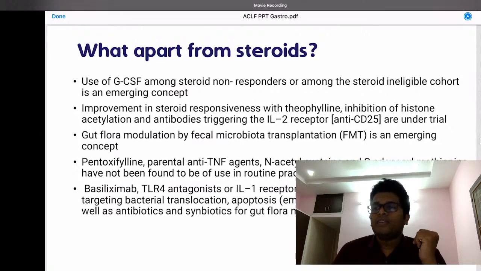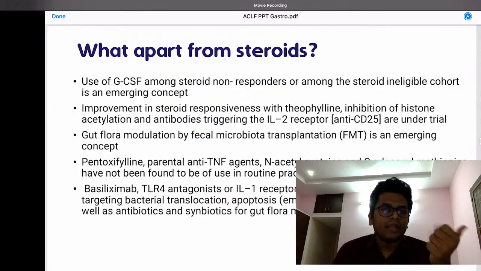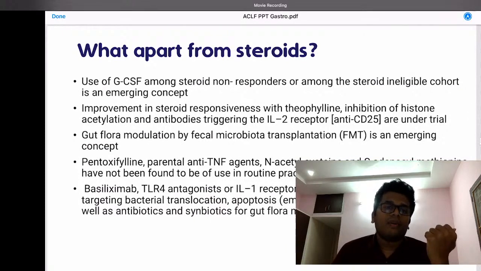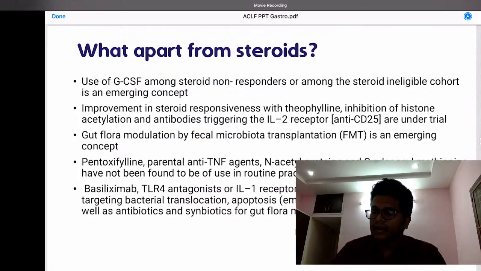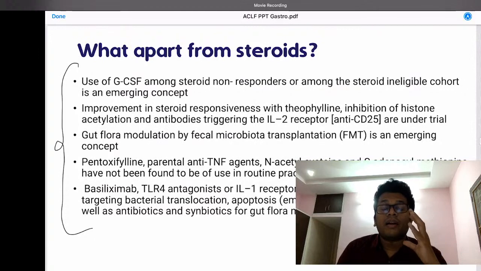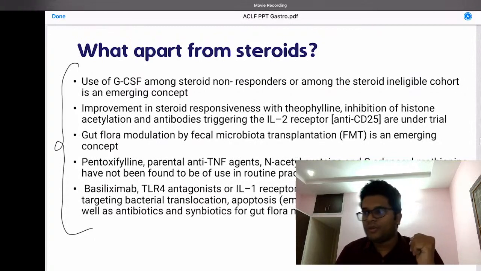So what, apart from steroids, is used in these patients? GCSF has been tried and is an emerging concept. Then interleukin 2 receptors also are under trial. Fecal microbiota transplantation, or FMT, is being tried. Otherwise, we have studies on pentoxifylline, S-adenosylmethionine, and anti-TNF alpha inhibitors. Basiliximab, TLR4 antagonists and IL-1 receptor antagonists have also received a lot of consideration, but none of them has so far been proven to be the gold standard. So these are all under trial. However, the majority, if you see, are targeting the SIRS, that is, the cytokine storm that is occurring in these patients. Okay, so that's one thing.